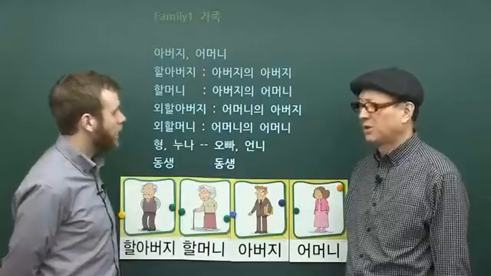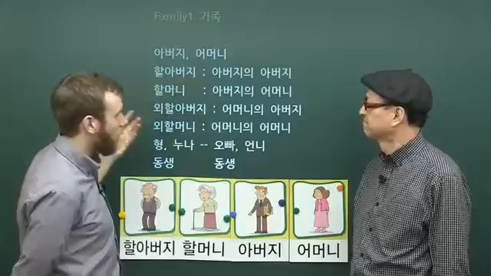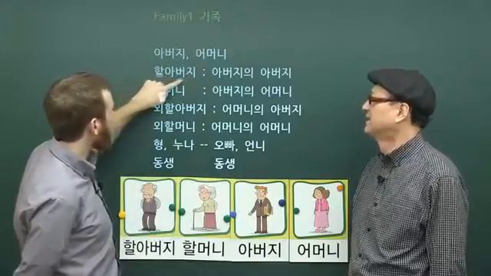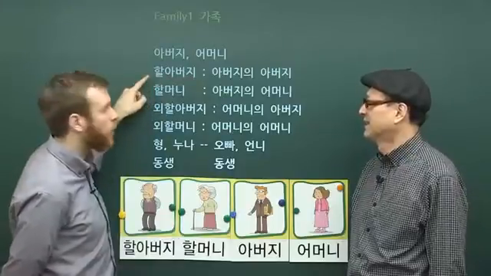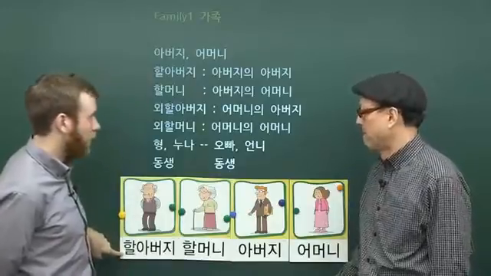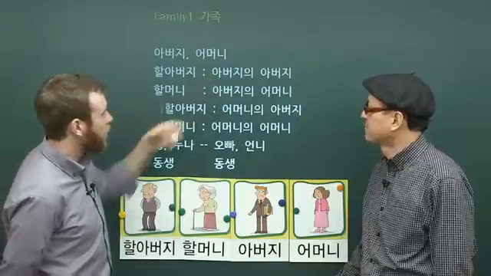할아버지. To look at it phonetically, or syllable by syllable, it looks like 할, 아버지, but when we say it, it sounds more like an R sound, 할아버지. And I've got my picture of 할아버지 down here. So grandfather.